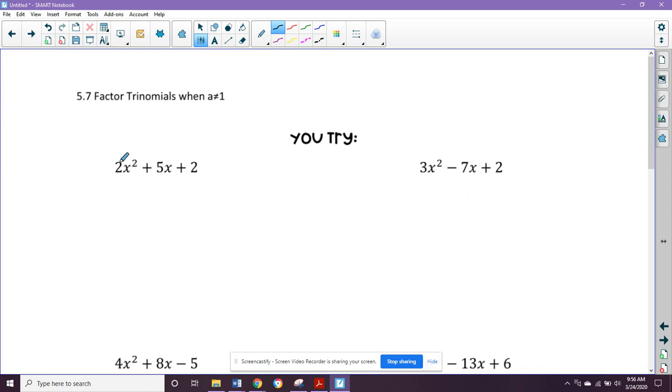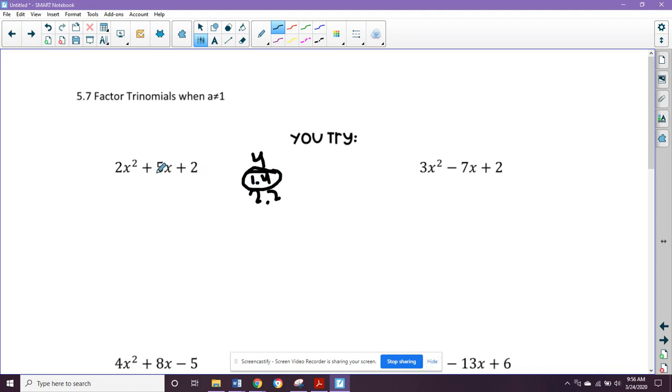So we start with multiplying our first and our last term, 2 times 2. That gives us 4. So we need to find factors of 4. 1 and 4, and 2 and 2. What combination of these factors, if we add or subtract them, gives us 5? Our only possibility is 1 and 4, 1 plus 4.